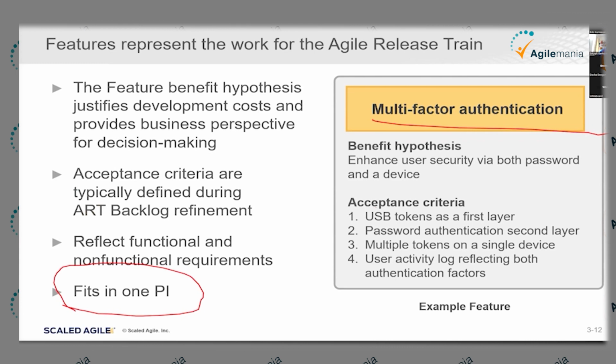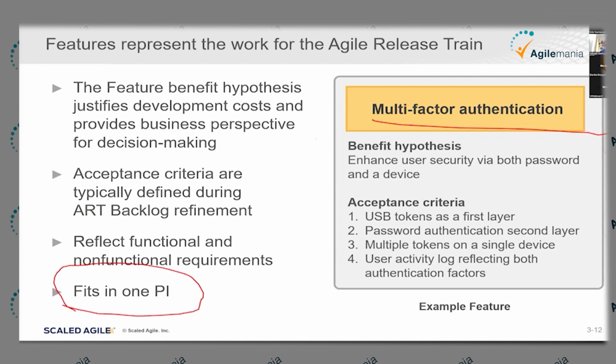Now, how do we know that this feature is complete? How do we know that this feature is behaving as expected? That's what we write in the acceptance criteria. And acceptance criteria are typically defined during the ART backlog refinement by the product management. Of course, they work closely with the system architect to understand a little bit about the technical implementation, the scope, or how big this feature is in terms of implementation. This is an example of a feature.